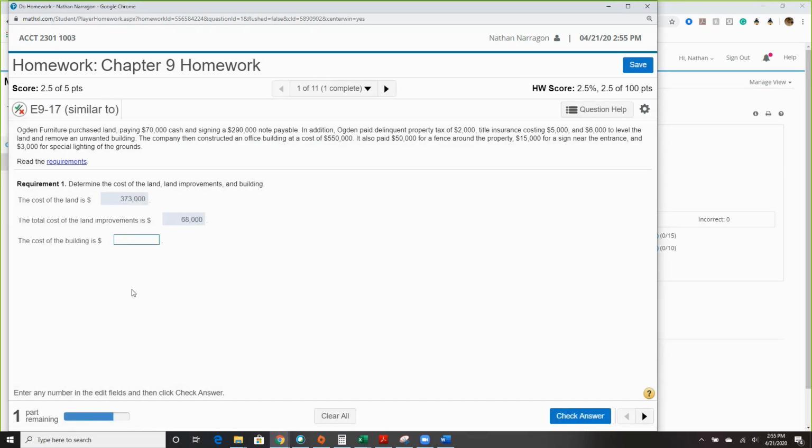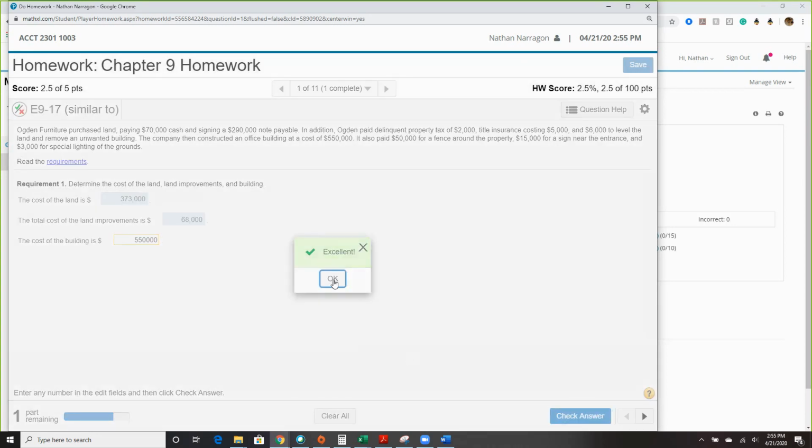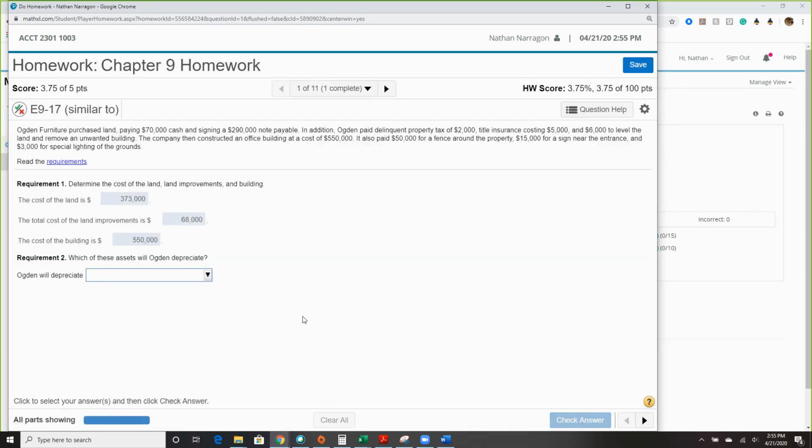And then for this one, the building in itself, this is the only cost that it did to construct, so $550,000. Good. Okay. So this is really easy. Who wants to chime in on this? Which of these three assets will we depreciate?